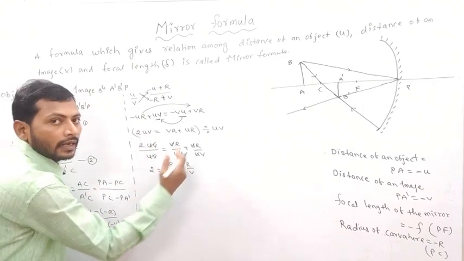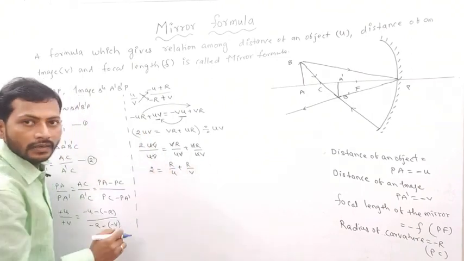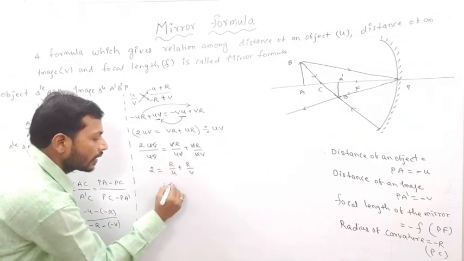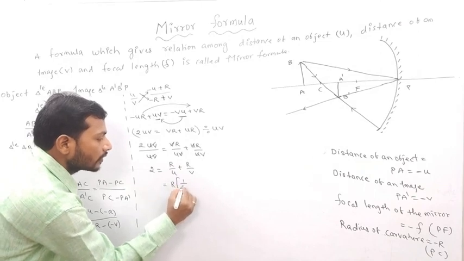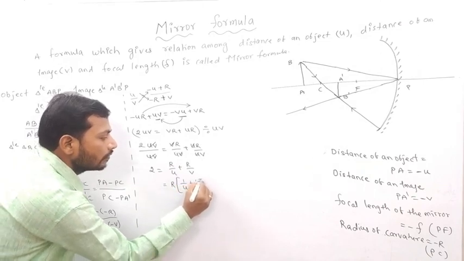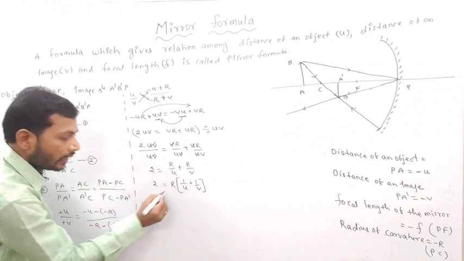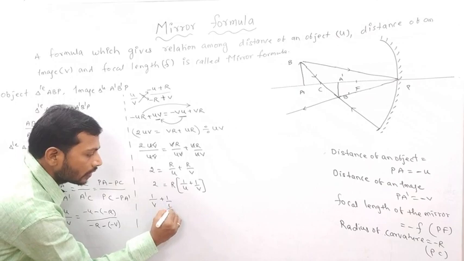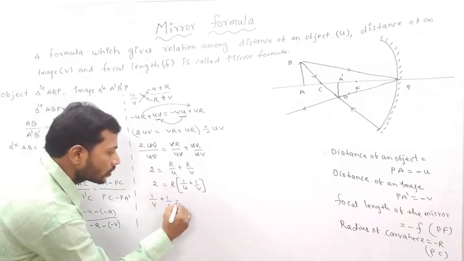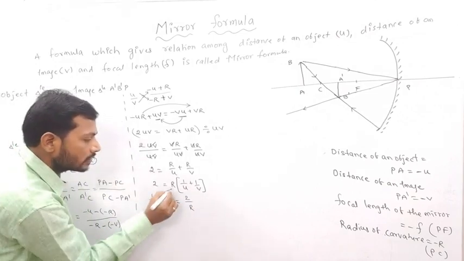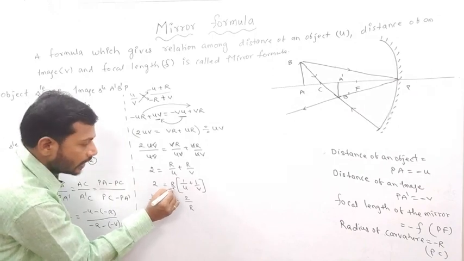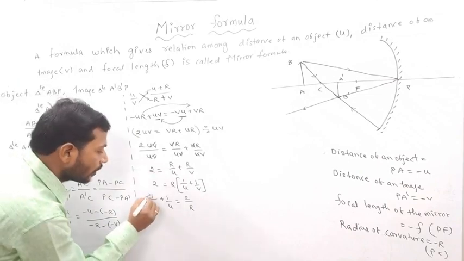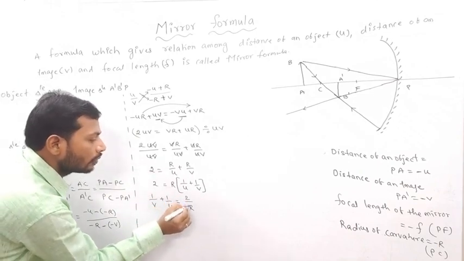In this, if you observe on the right side, R is the constant, common for the two terms. Then I take R as common, and I have 1 by U plus 1 by V equals to 2. Take R to this side: 1 by V plus 1 by U equals to 2 by R, because here R is doing multiplication. If I take it to this side, it is going to make division. So now 1 by V plus 1 by U equals to 2 by R.